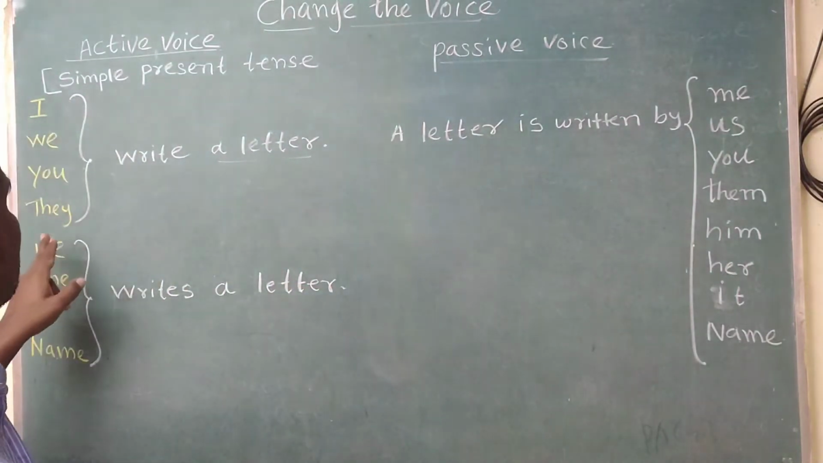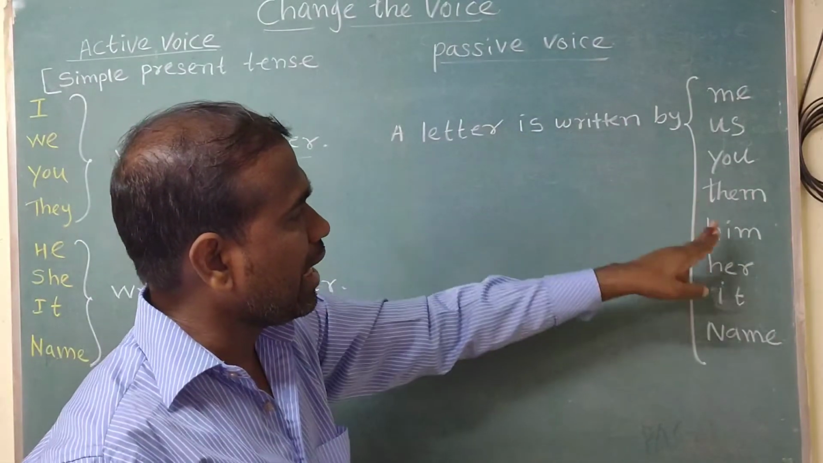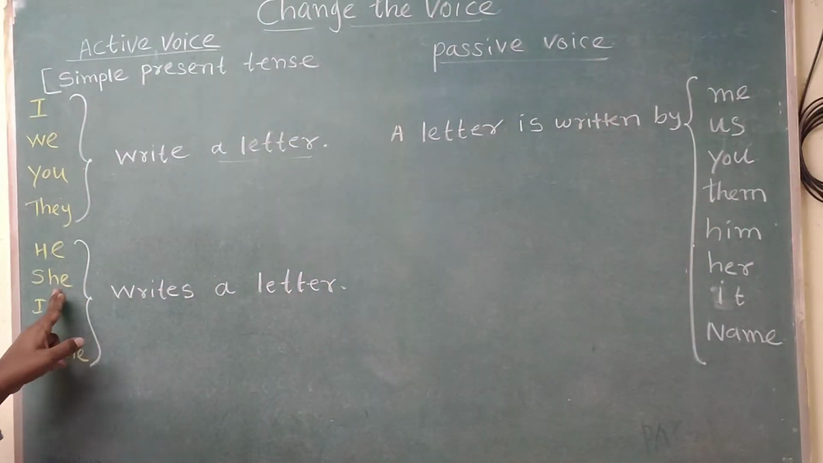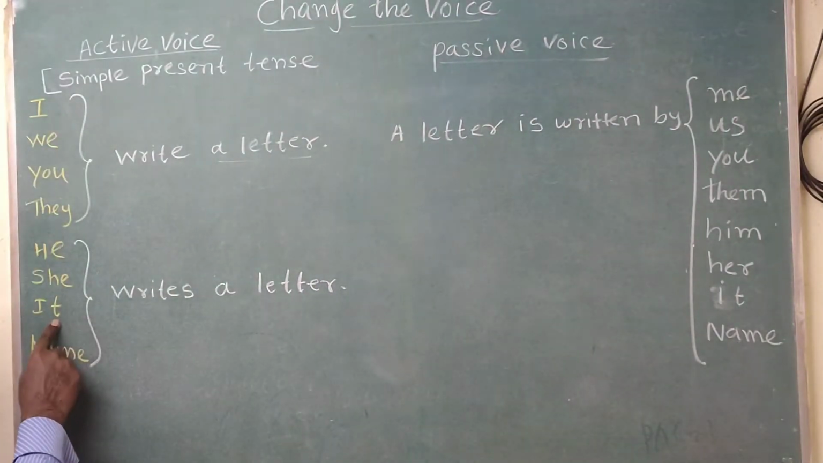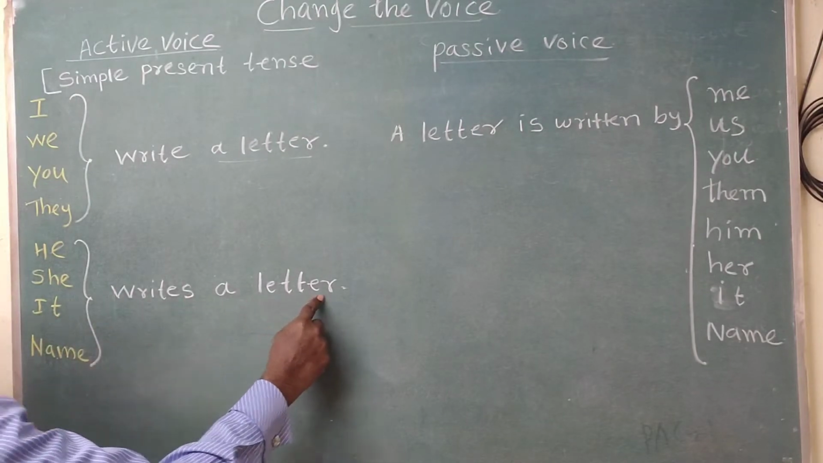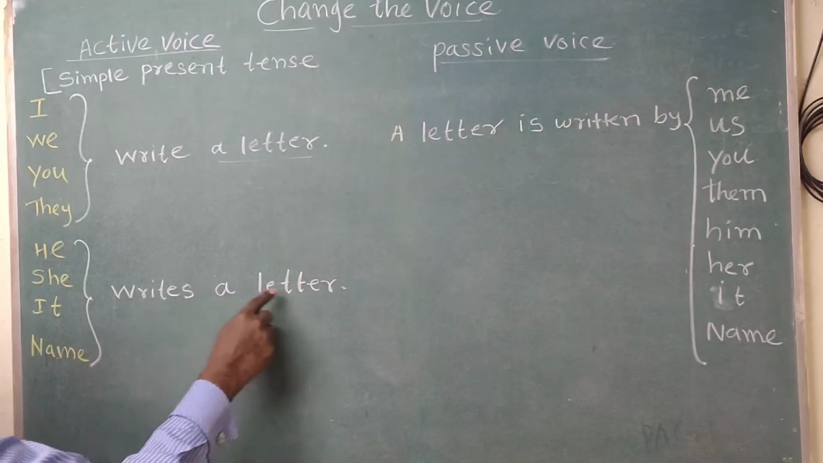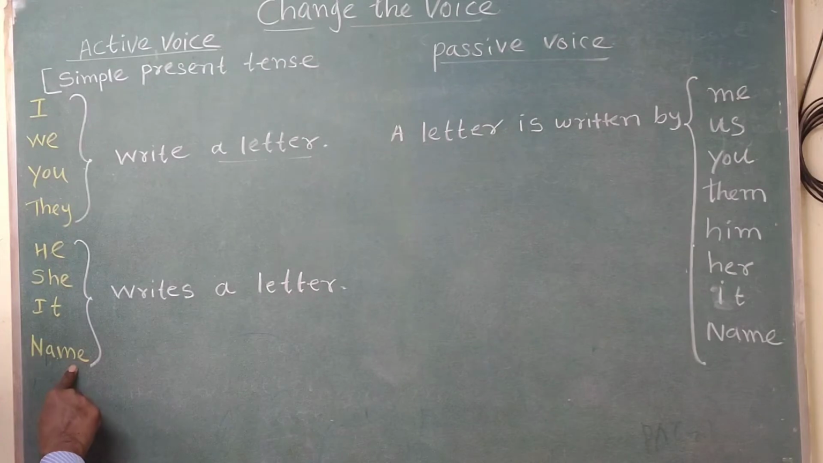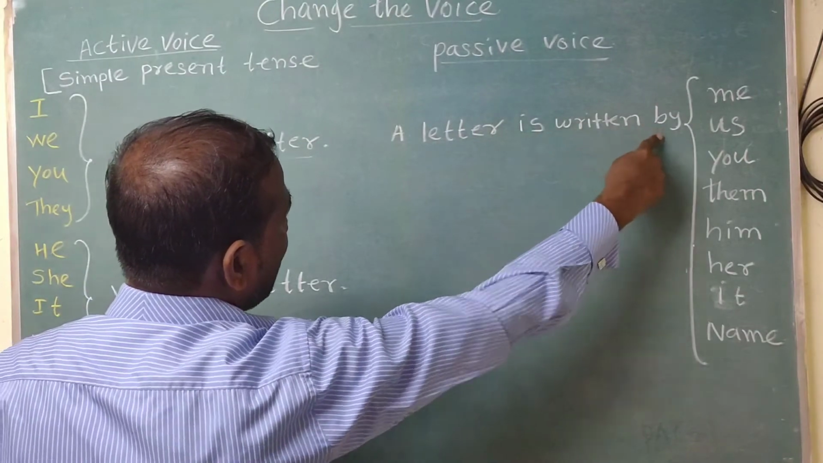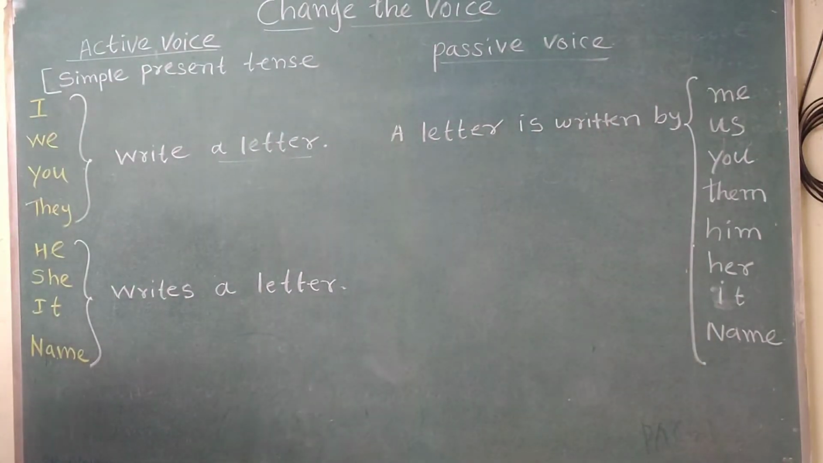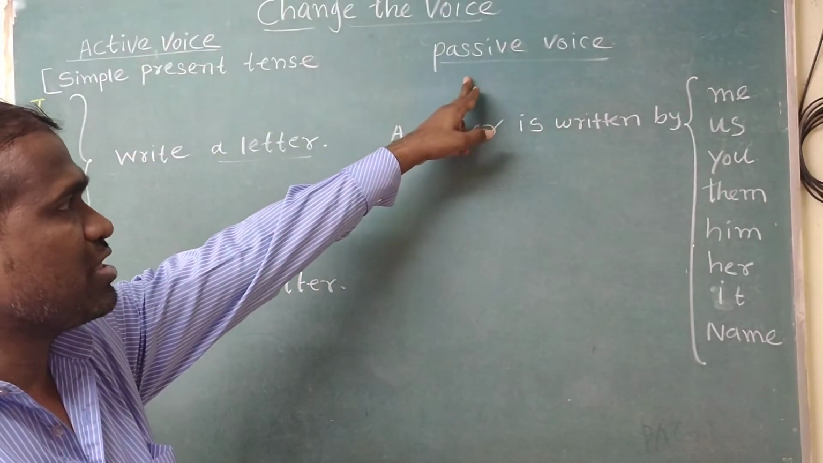If the sentence is he writes a letter, then the sentence will become: a letter is written by him. If the sentence is she writes a letter, then it will be: a letter is written by her. If the sentence is it writes a letter, it will become: a letter is written by it. If the sentence is name writes a letter, take any name, suppose Santosh. Santosh writes a letter, then it will be: a letter is written by Santosh.